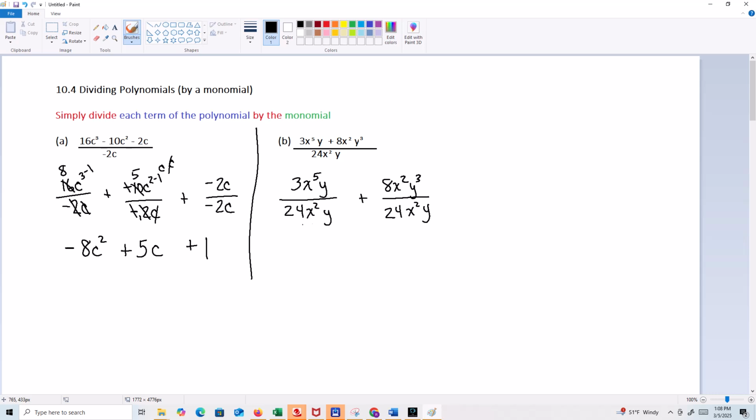All right, so in this rightmost term, the y in the denominator cancels out, and we subtract 1 from the exponents in the numerator. The x squareds completely cancel each other out. And then 8 goes into 8 once and goes into 24 3 times. So we end up with 1 times y squared divided by 3.